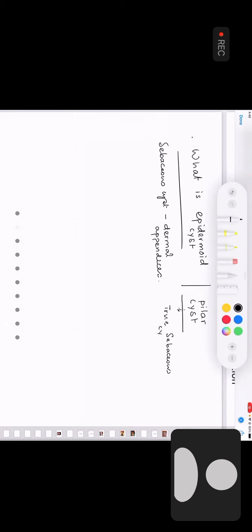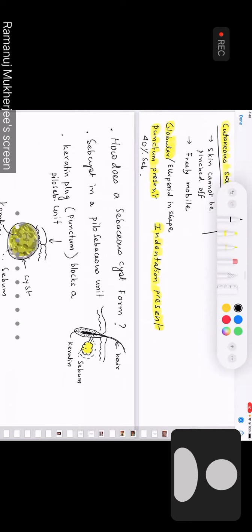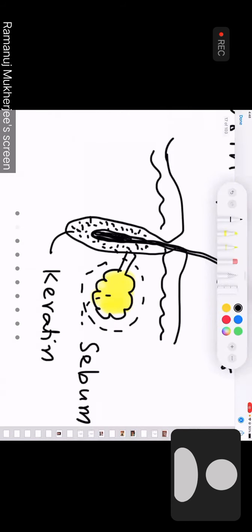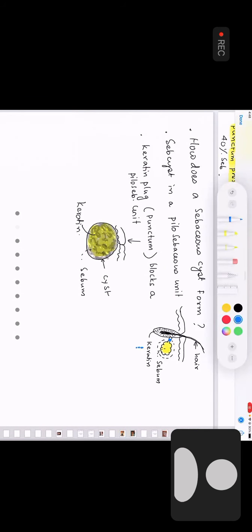In a pilar cyst, remember I told you in that picture, this is the gland area. Now imagine a situation where the block is not in the keratin, but is in the sebum producing gland. Then that kind of cyst that forms is purely, remember, a sebum containing cyst, and the rest of the skin will just be in this.